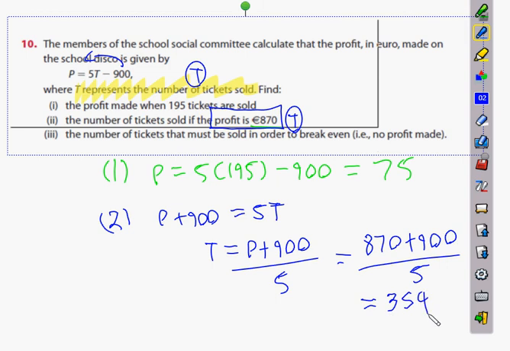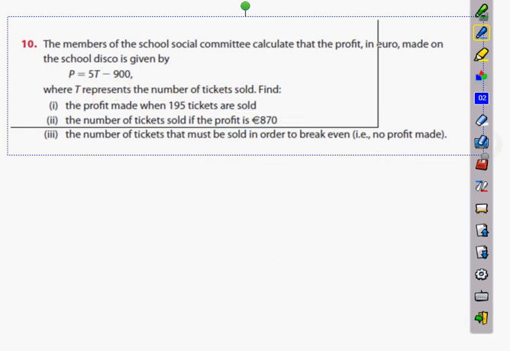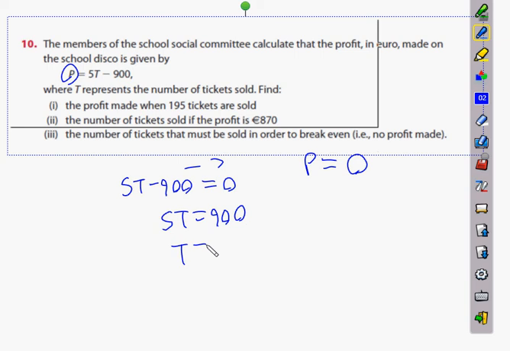Finally, the last question. If you were to make no profit whatsoever, what would your profit be? 0, nada, nothing. Replace P with 0. 5t minus 900 equals 0. 5t equals 900. T therefore equals 900 divided by 5. T equals 180. You sell 180 tickets, you get no profit. You break even. Is that right? Yeah.